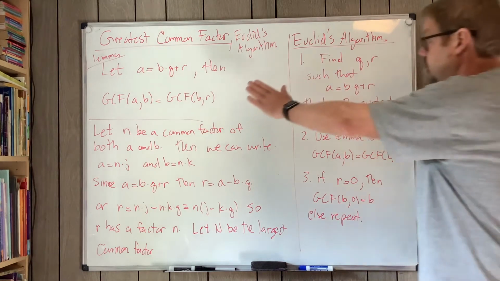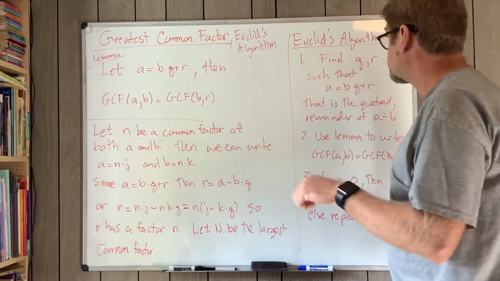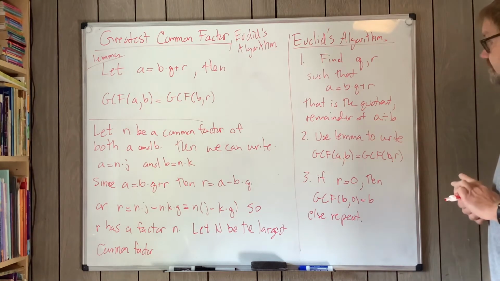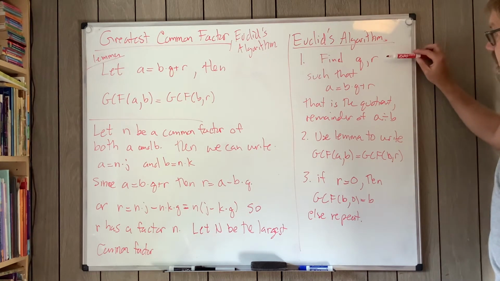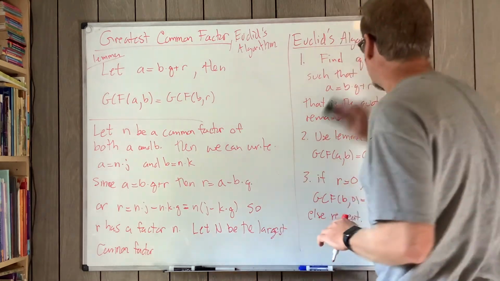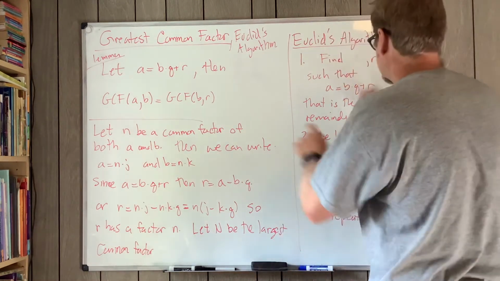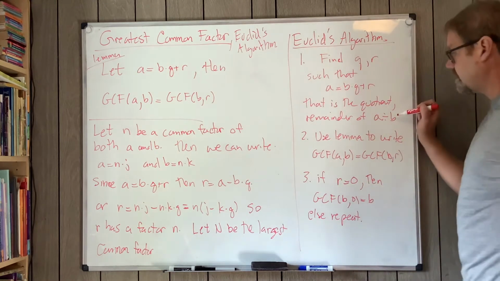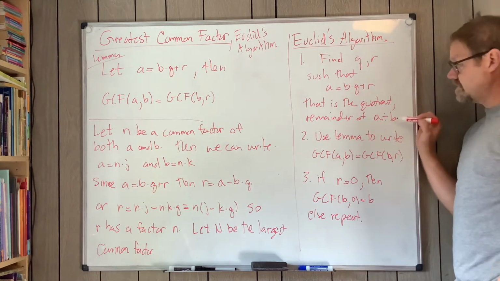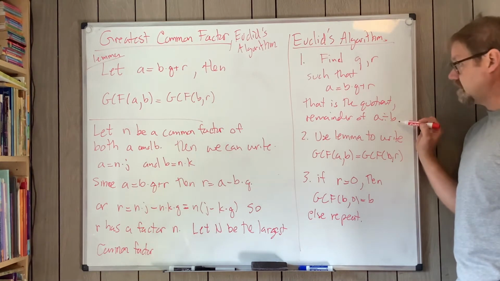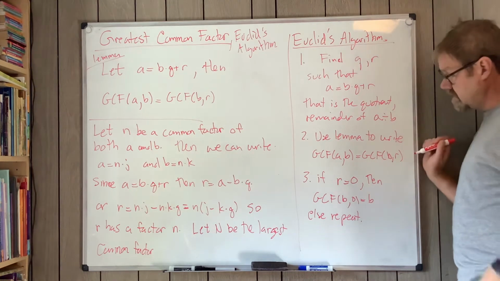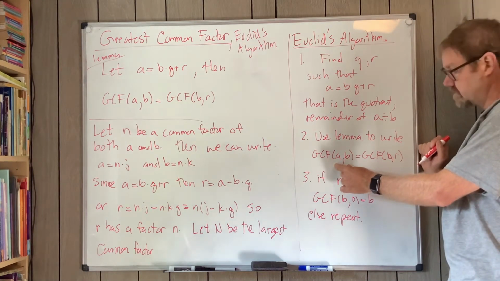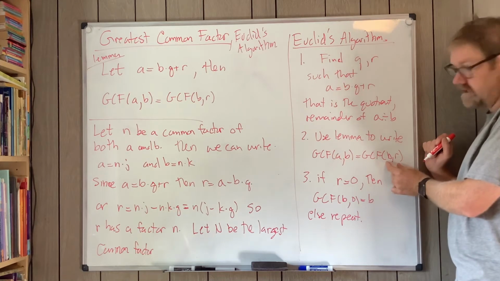Good. All right, so we're going to use that to do what's called Euclid's algorithm. The first thing that we need to do is find the Q and the R that satisfy this little lemma. Remember, all that means is it's the quotient and the remainder of A divided by B. Then we apply the lemma to say the greatest common factor between A and B is the greatest common factor between B and R.